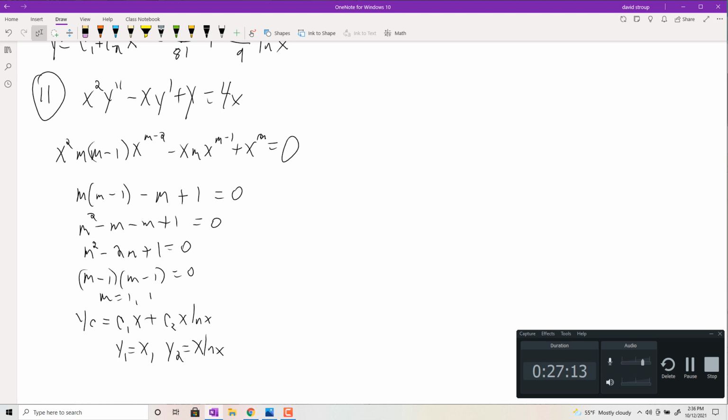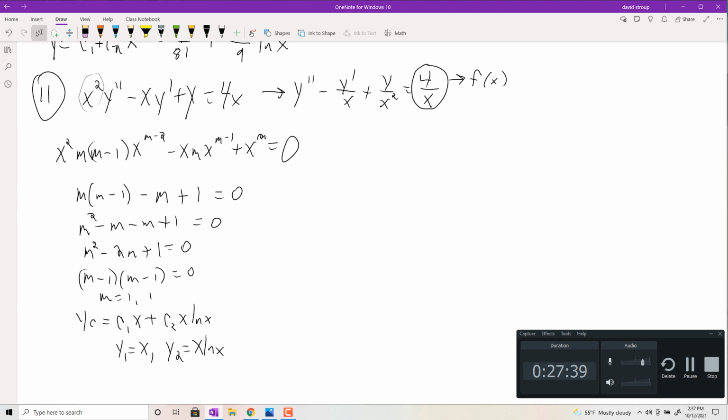So I need my Wronskian. I need f of x. Let's not screw that up again. So for f of x, I'm dividing everything by this x squared part here. So I get y double prime minus y prime all over x plus y all over x squared equals 4 all over x. 4x over x squared is 4 over x. Okay, so this is my f of x.